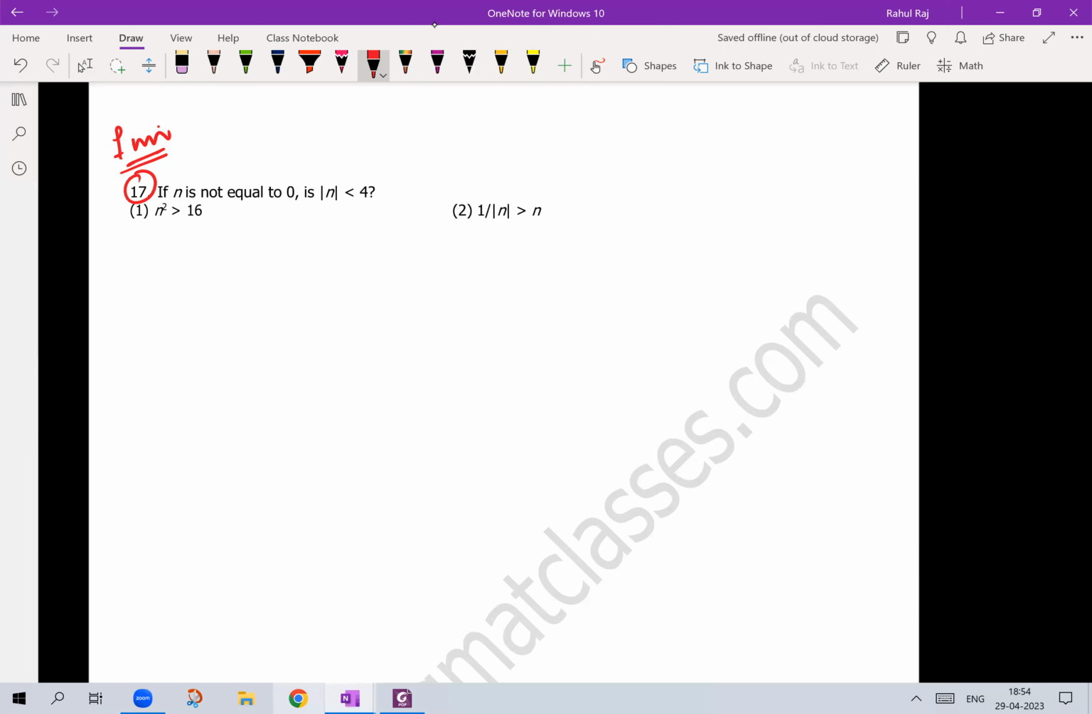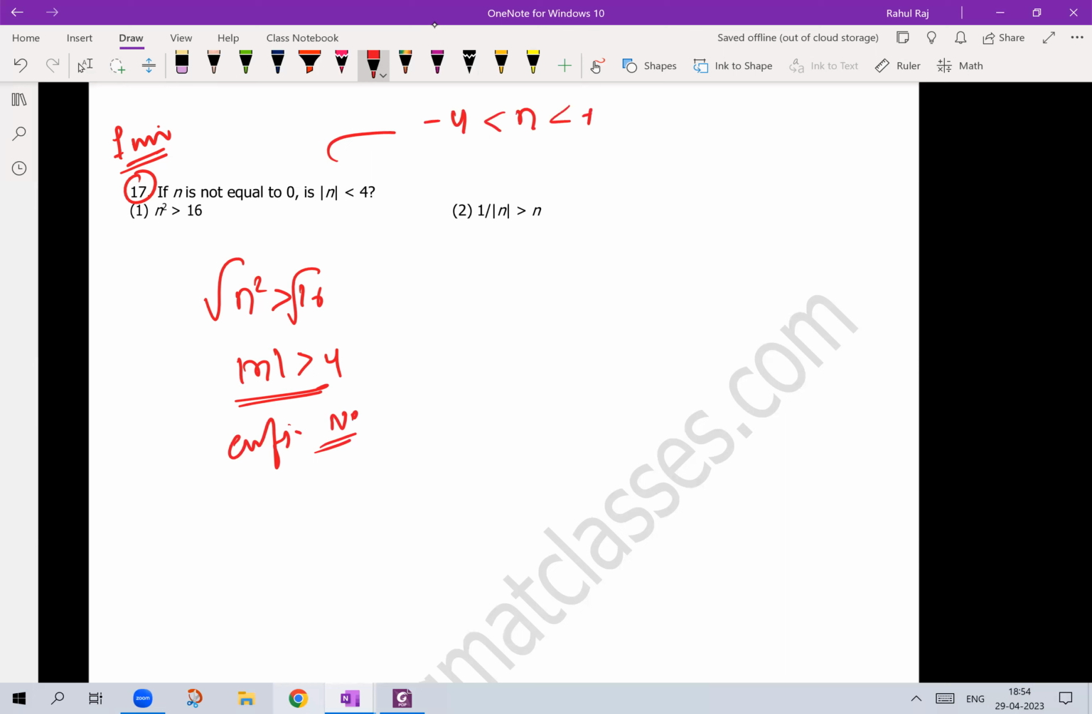One second, is mod n less than 4? Option number 1 says what? Mod n is greater than 4. Confirm no answer. Sufficient. The question simply asks: does n lie between negative 4 and 4? Option number 1 says mod n greater than 4. I can say n does not lie between negative 4 and 4. Mod n greater than 4 means n is less than negative 4 or n is greater than 4.